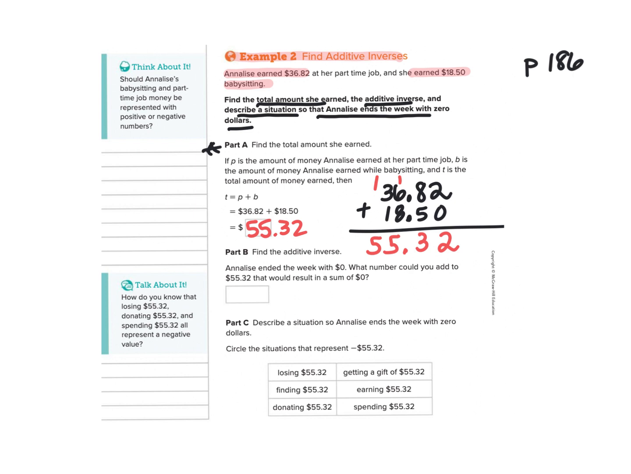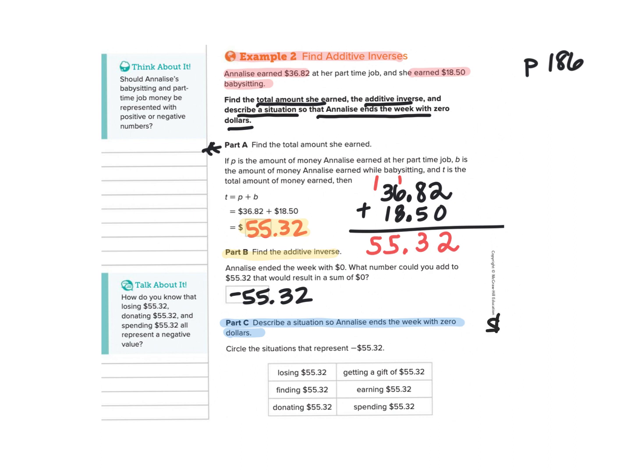Okay, let's go to part B. So part B says, find the additive inverse of that number. So if my number is 55.32, what number can I add to that to get 0? Well, it would have to be negative $55.32. That's what I could add to it to equal 0. Now it says part C, describe a situation so that she could end the week with $0.